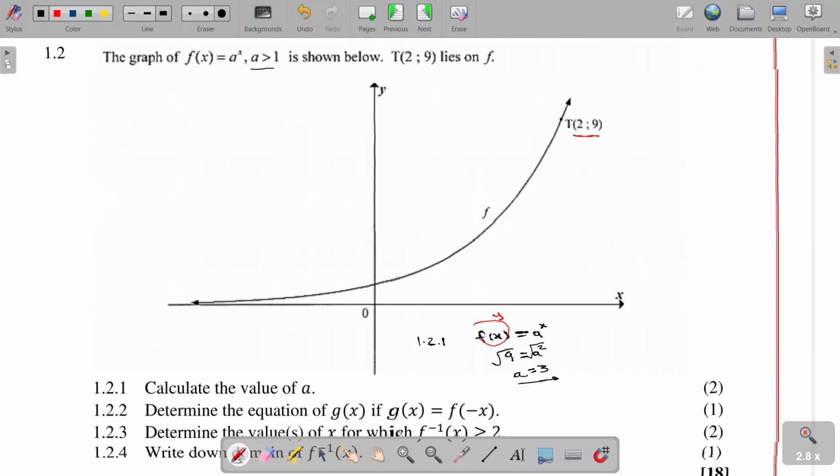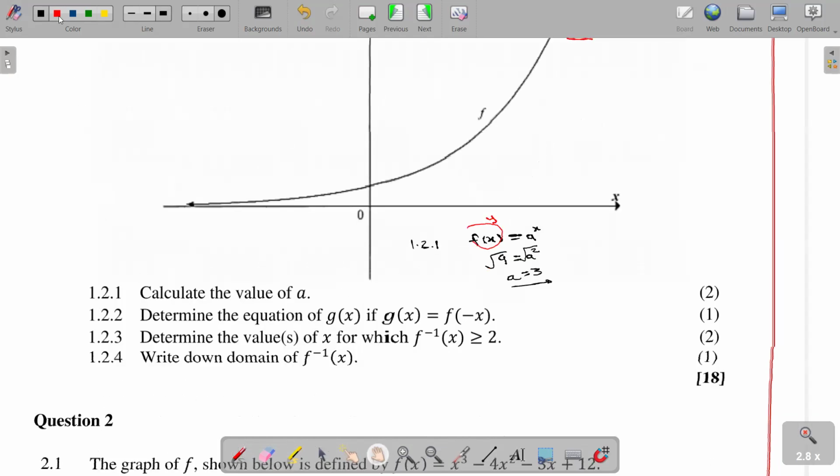That is the first solution. Then the next question is saying determine the equation of gx if gx is equal to f of a negative x. So if you check that one, what it simply means is that we are having fx initially on question 1.2.2. We are starting from our fx, which is equal to a, but we already know our a is 3, to the power x there.